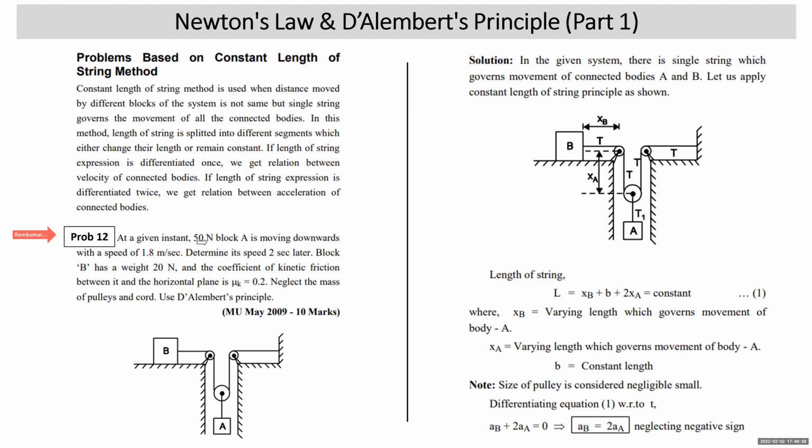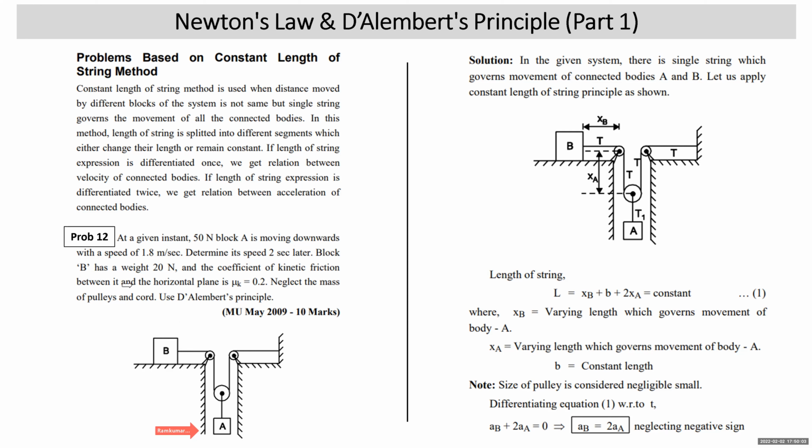At a given instant, 50 Newton block A is moving downwards with a speed of 1.8 meter per second. So this is block A of 50 Newton. It is going downward with 1.8 meter per second at a particular instant. Determine its speed 2 seconds later. He's asking you to find the speed 2 seconds later. So if the acceleration of this block A is known to me, I can simply apply v = u + at.